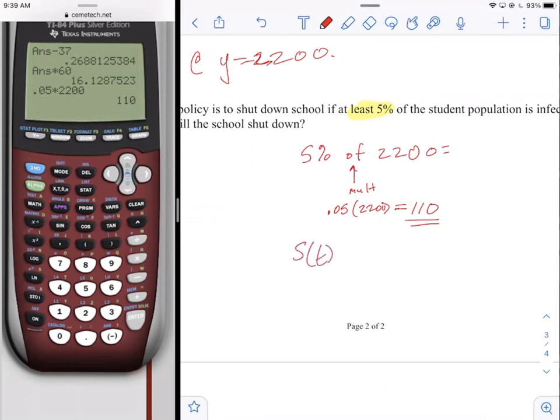But now you say S of T equals 110, and then T equals, and now we go back to where we were, and instead of 1100, we just type in 110, okay? And we hit graph. Here comes the new graph. Well, now we can see it intersect, but it only intersects once. So once again, second trace number 5, click, click, click, right? Enter, enter, enter.